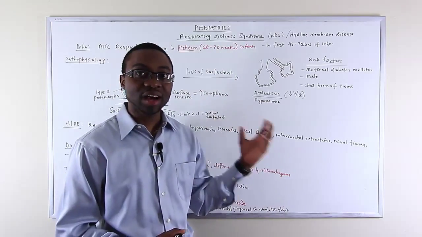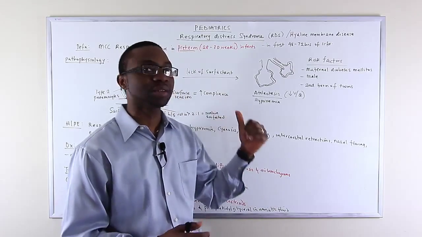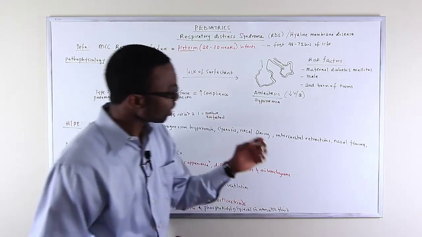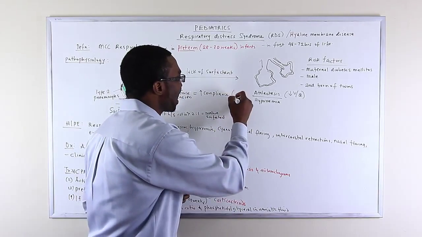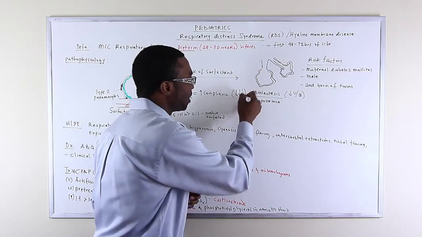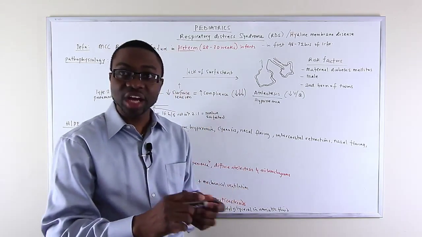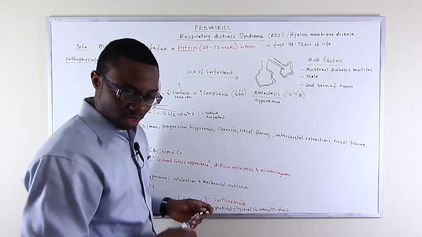Because once the lungs collapse, it takes a lot of energy to re-inflate that lung because there's no surfactant to keep it open. All right? Now, if there's atelectasis, you're going to have low compliance, right? The compliance of the lung is going to be low because the surface tension is higher because there's no surfactant in the lung.